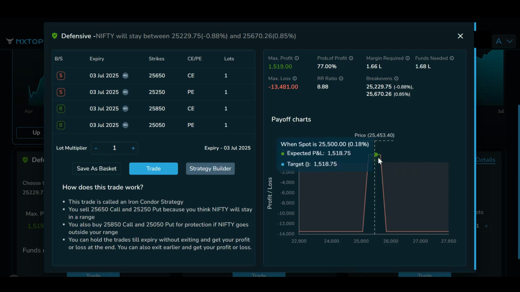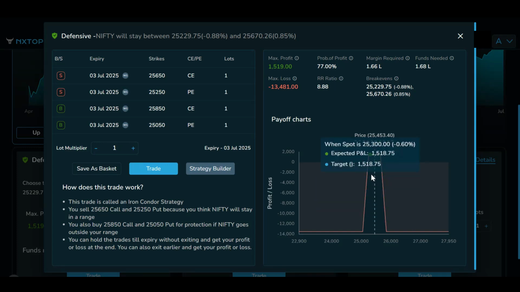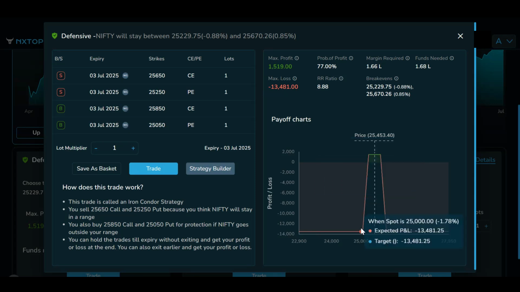Between these two levels, if the market closes, you make a profit of 1,518. But if the market goes below 25,250, then the loss will start. If you move the cursor on the graph, it shows you how much your loss will be. If the market goes below 25,000, then you lose 13,481. And if the market goes above 25,950, you lose 13,000. So here the risk reward ratio is very high.